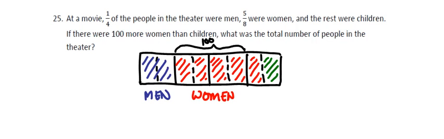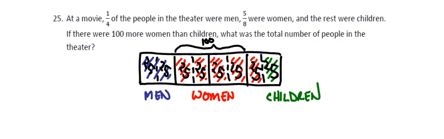And since that 100 is broken up into 4/8 or 1/2, we know that each eighth has to refer to 25, which means that there are 8 times 25, or 200, total people in the theater. There were 50 men, 125 women, and 25 children.